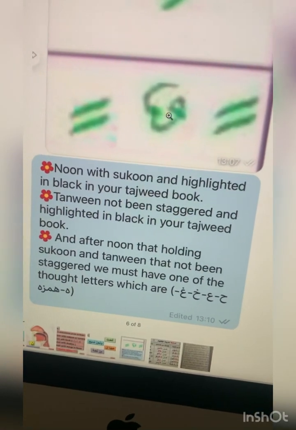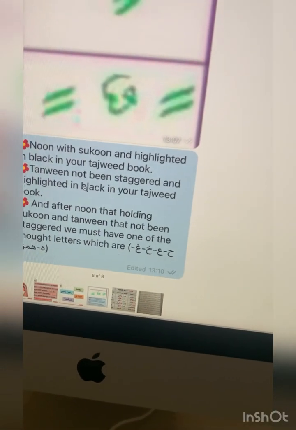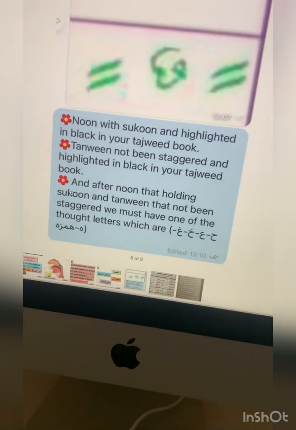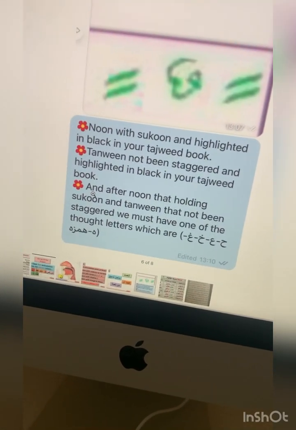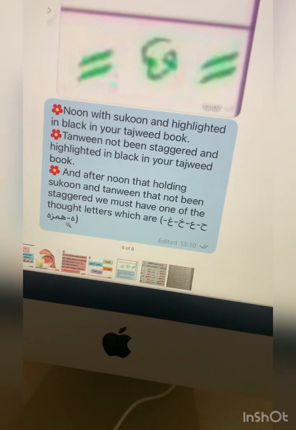Also, if we have tanween, the tanween must not be staggered like this one: tanween fatha and tanween dhamma. The second dhamma needs to be upside down, and kasra is the same as this one, not staggered at all, and highlighted in black in your tajweed book. And for a double check, to find out if you have izhar or not, after the noon sakin, the noons holding sukun and the tanweens not staggered, we have one of the throat letters. What are the throat letters? Ha and hamza, ha and ain, kha and ghain.